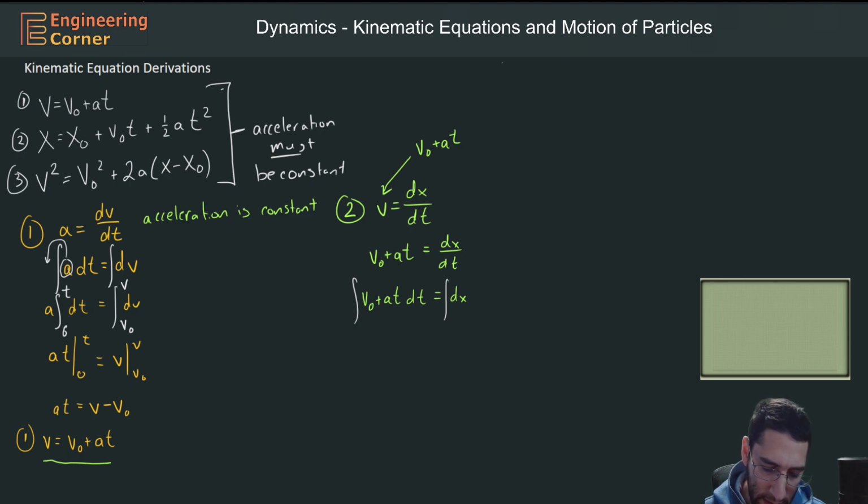But the acceleration being constant is still a requirement. So what I'll have is that this is going to be time, so this time is going to go again from 0 to some time t. This is going to go from some initial position x naught to a final position x, or you might see it as x of f in some cases, depending on the book you're using.